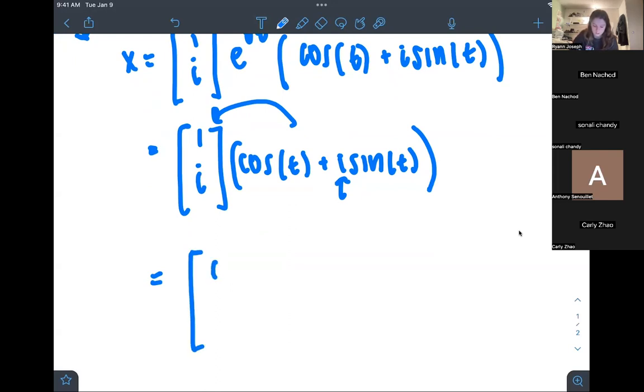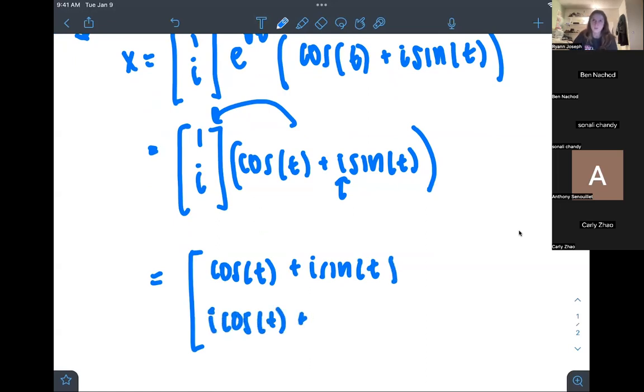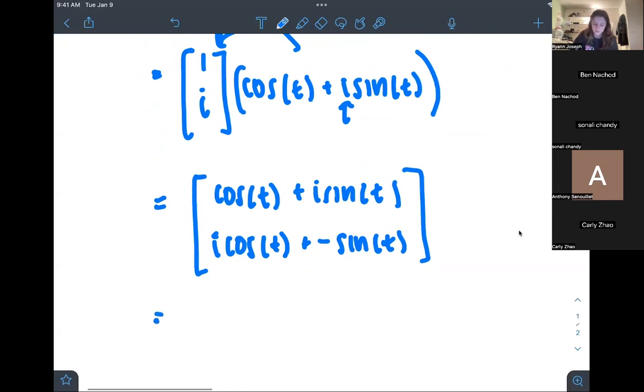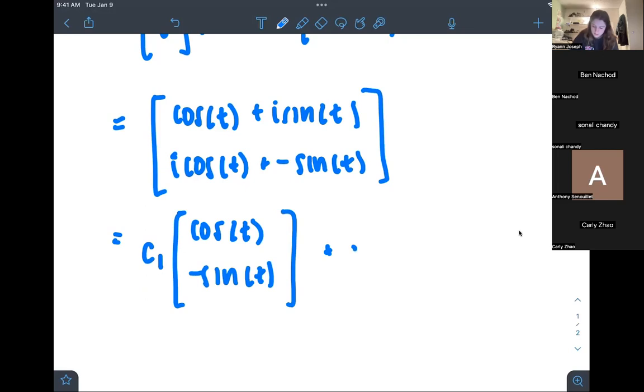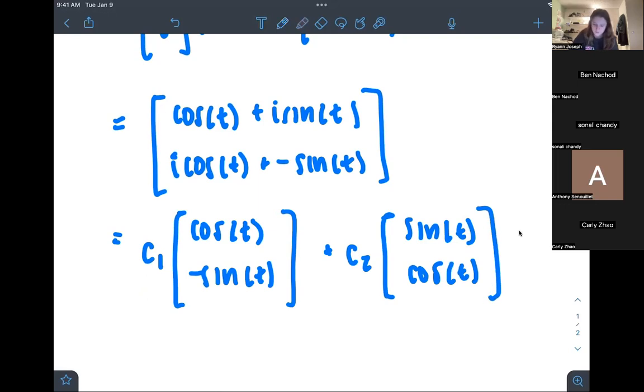So cosine of t, i sine of t, and then here, i cosine of t plus i squared is -1, negative sine of t. Redistribute these a bit so that the ones with the imaginary terms go with the imaginary terms. So we actually pull a constant out, and then c1 cosine of t, negative sine of t, plus c2 sine of t, cosine of t, where these are these functions, and these are these functions.